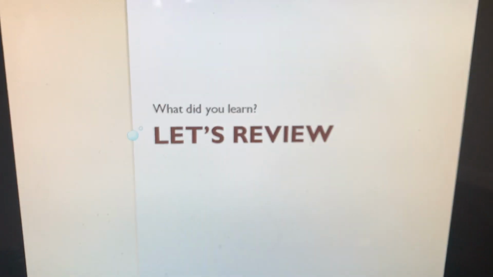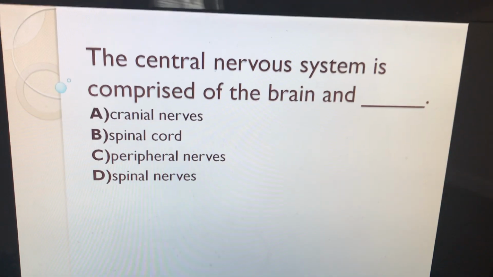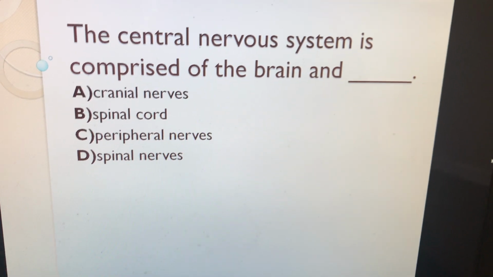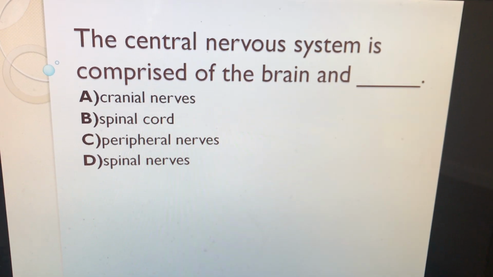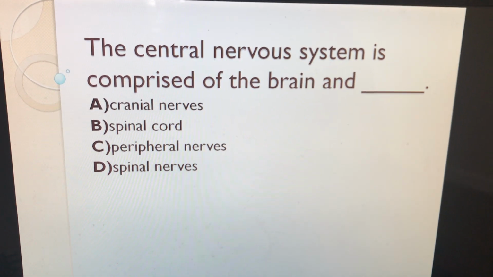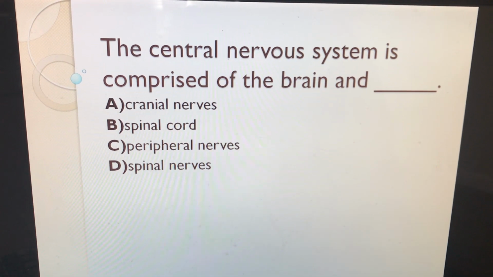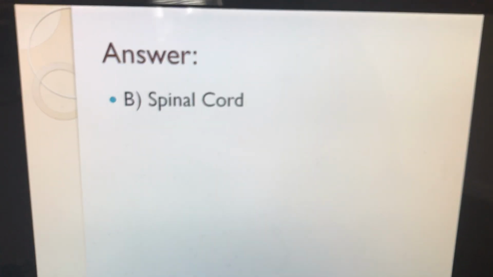Okay, so what did you learn? Let's review. The central nervous system is comprised of the brain and A, cranial nerves, B, spinal cord, C, peripheral nerves, or D, the spinal nerves. The answer is B, the spinal cord.